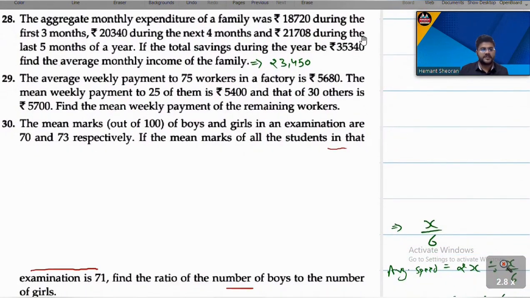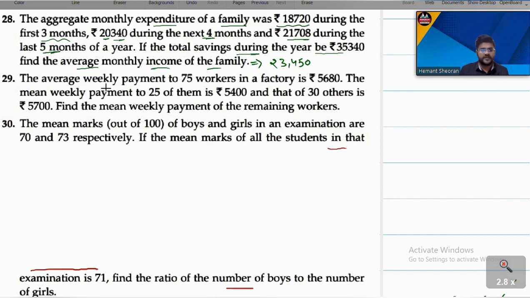Okay, let's continue the discussion then. First of all, what is given and what we have to calculate, we need to talk on that. They are saying the aggregate monthly expenditure of a family was this much during the first 3 months, then the next 20,340 during the next 4 months, and then this one during the last 5 months of a year. So they have given the data for the whole 12 months. If the total saving during the year is this much, find the average monthly income of the family.